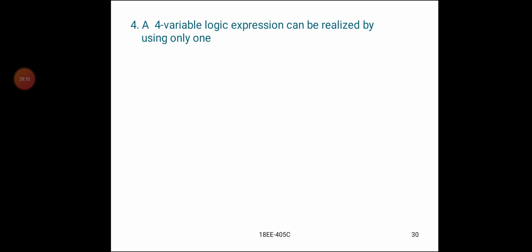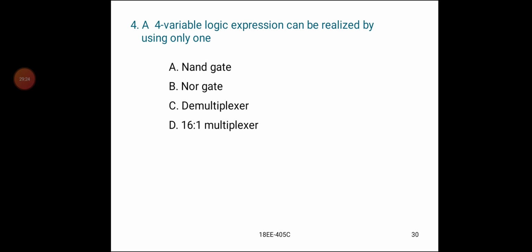Question: a 4-variable logic expression can be realized by using only one: A, NAND gate; B, NOR gate; C, demultiplexer; D, 16-to-1 multiplexer. The answer is 16-to-1 multiplexer.